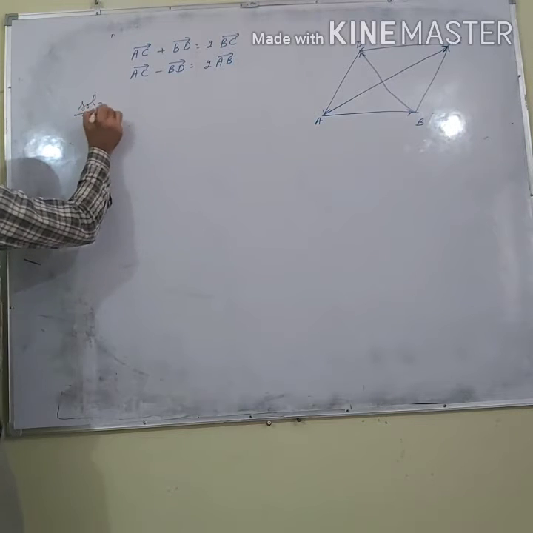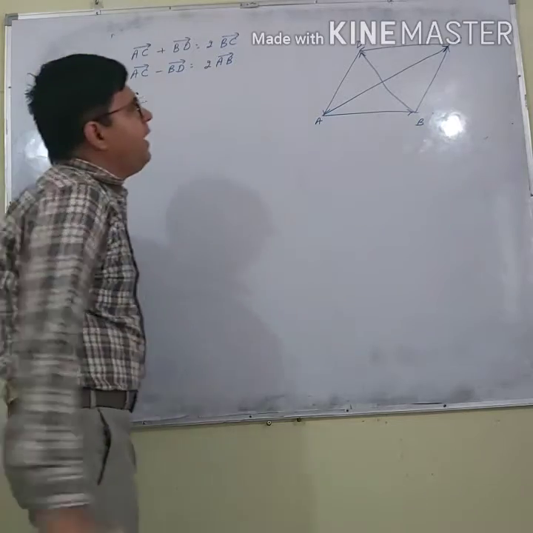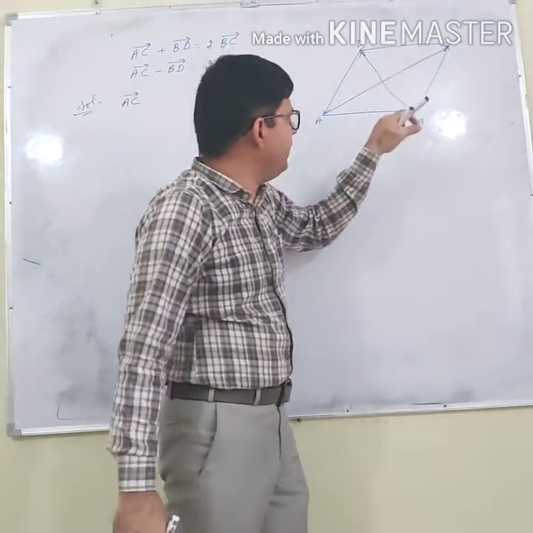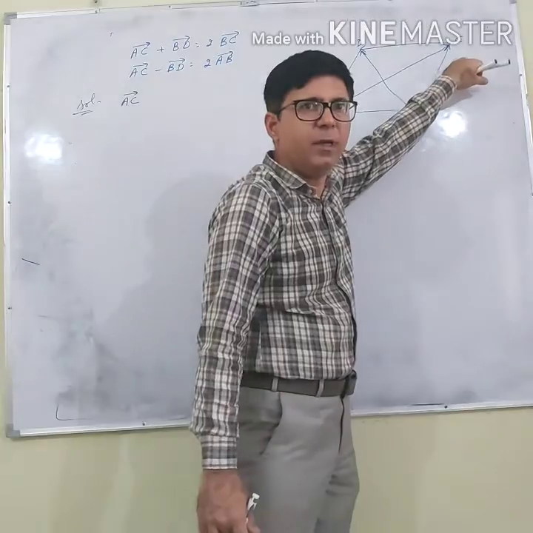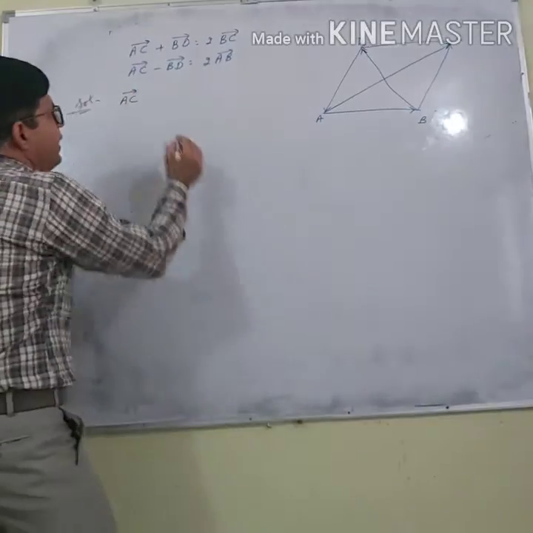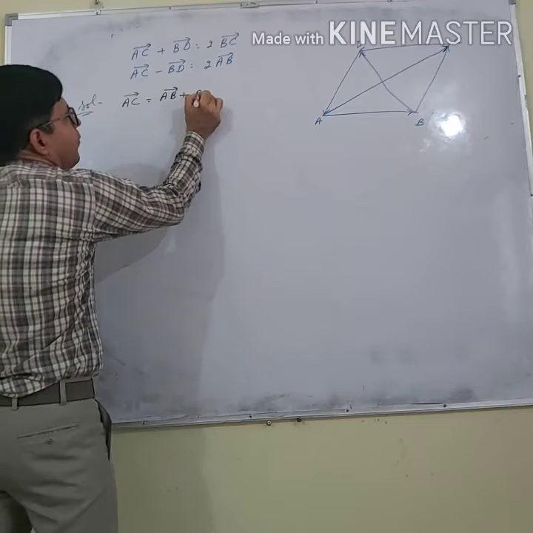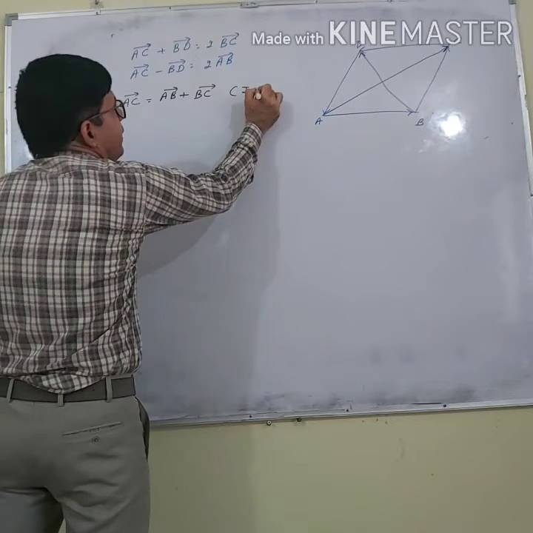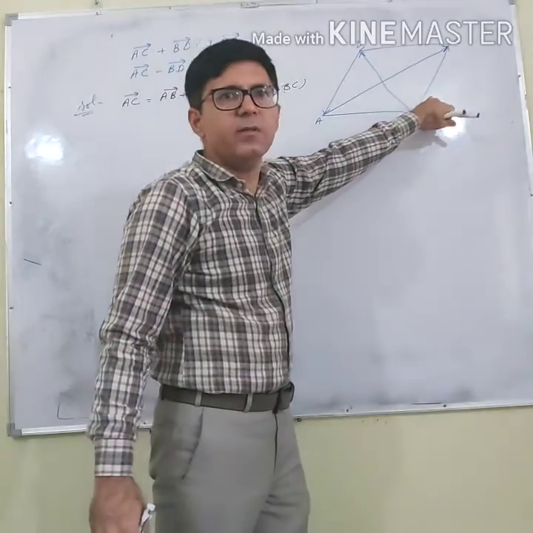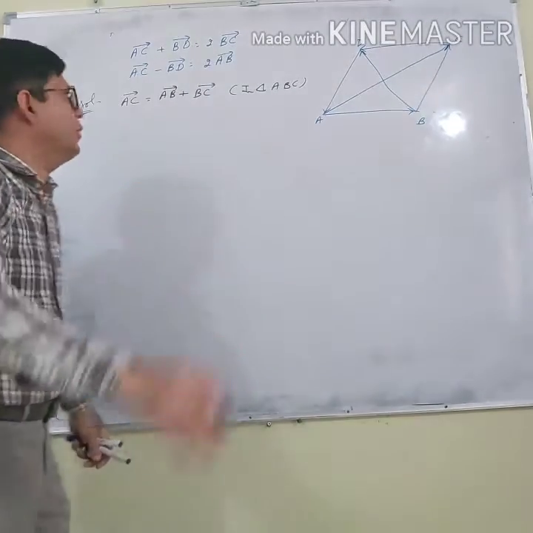Now, solution. Consider vector AC in triangle ABC. Vector AC equals vector AB plus vector BC, because vector AB and vector BC are in the same order. Why have I written this? Because AB and BC are in the same order, so their resultant will be equal to the third side of the triangle taken in opposite order.